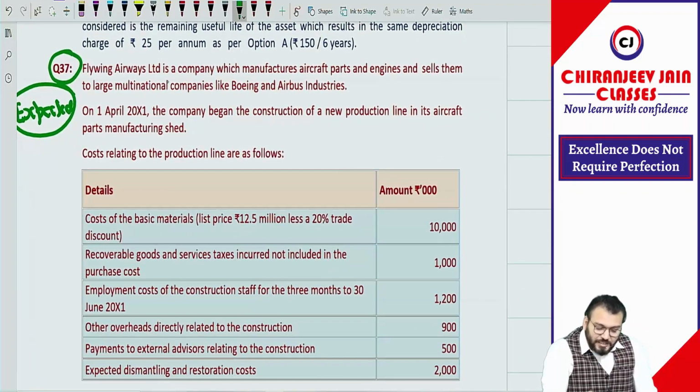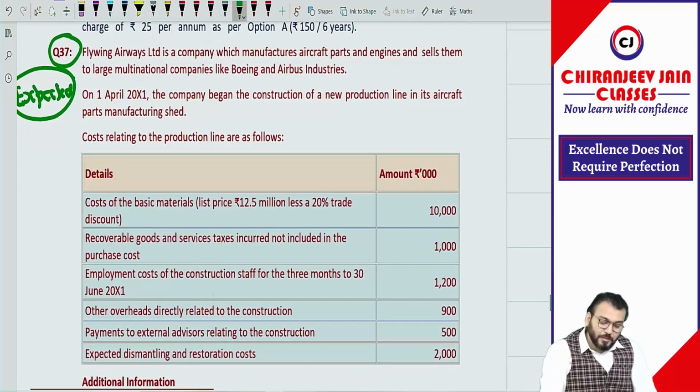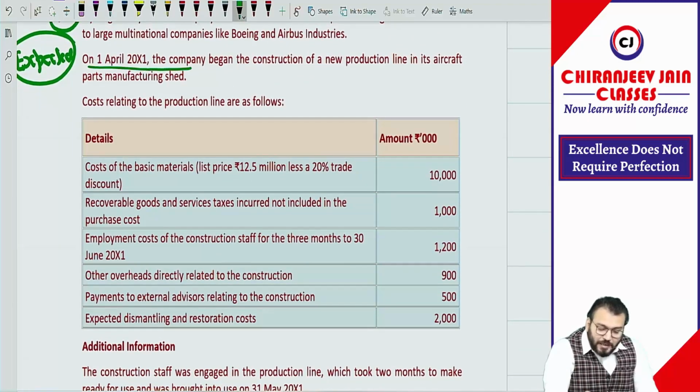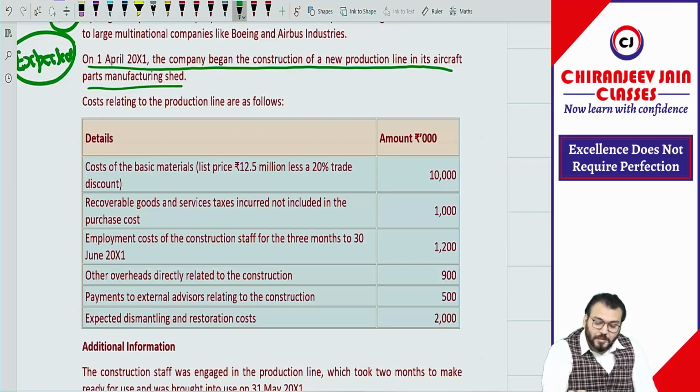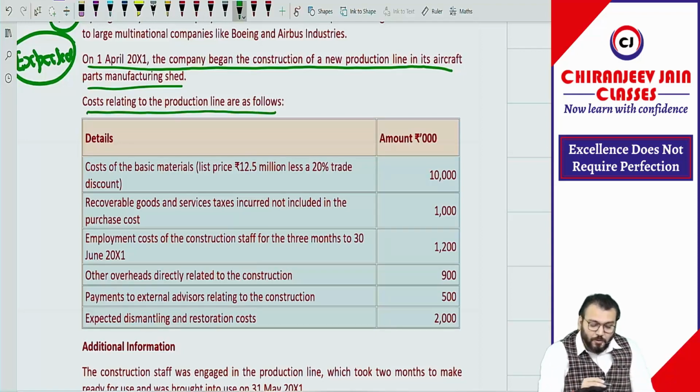Flywings Airways is a company which manufactures aircraft parts and engines and sells them to large multinational companies like Boeing and Airbus Industries. On 1st April 2001, the company began the construction of a new production line in its aircraft part manufacturing set. Costs relating to the production line are as follows.